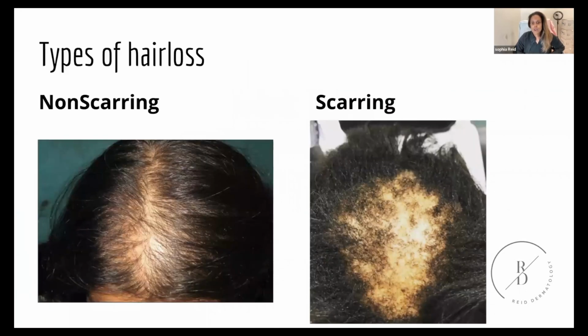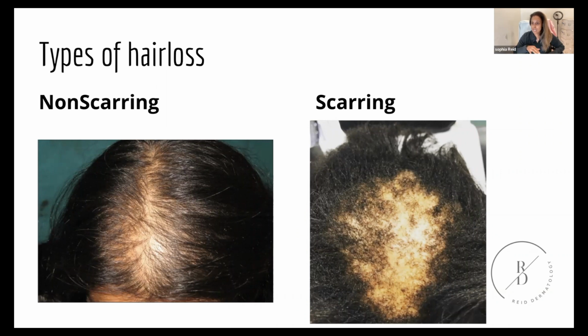So as many of you already know, there are different types of hair loss. When we talk about how we address hair loss, it really depends on the type of hair loss that you have. There are non-scarring types of hair loss, which are female pattern hair loss, male pattern hair loss, stress-related hair loss, and postpartum related hair loss. Those are types of hair loss where the hair follicle itself is not damaged.